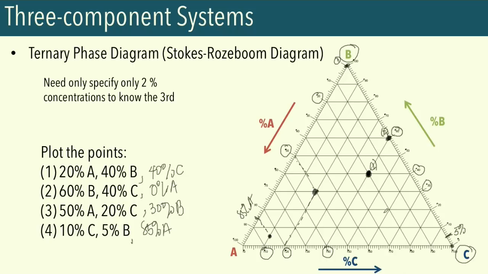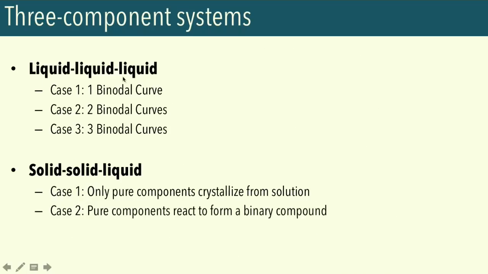Hopefully it's clear how you could use the Stokes-Rozeboom diagram in order to describe the composition of your system. We'll get a lot of other practice in using this diagram once you start applying this with our different types of systems. The systems that we'll be discussing for 3-component systems include our liquid, liquid, liquid systems, so all of our components are in the liquid phase. We have several cases: we could have 1 binodal curve, 2 binodal curves, 3 binodal curves. This just relates to how our liquids are going to be miscible with one another, so we'll talk about this later on.